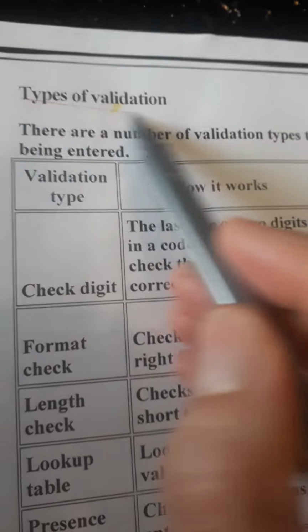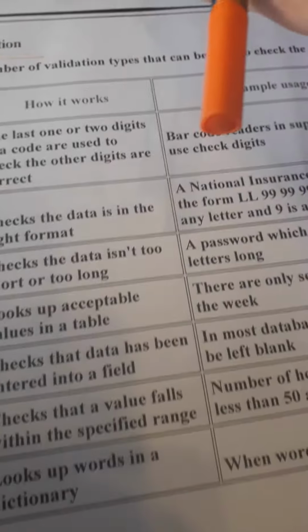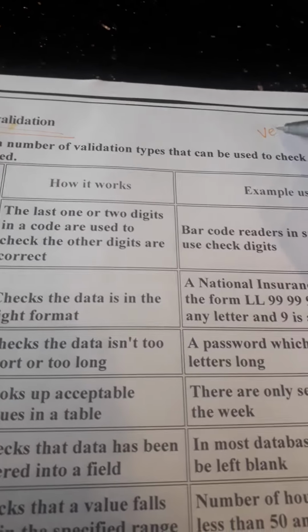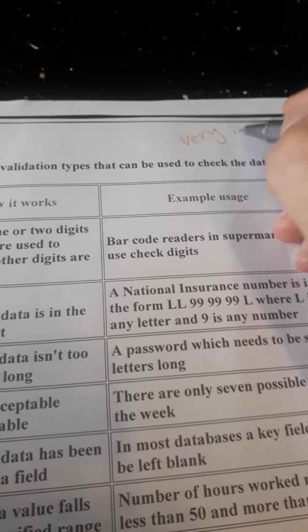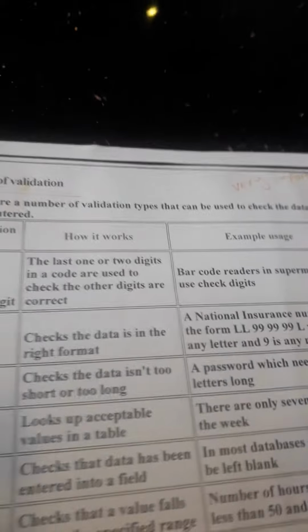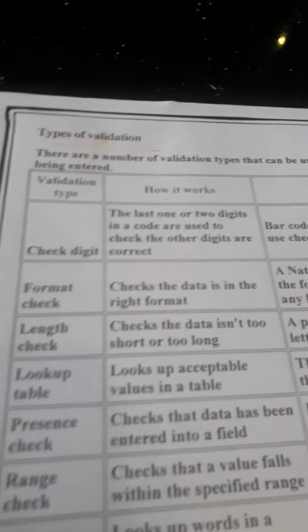The types of validation. You have to highlight it all, the whole page. Very important. Okay? It's very important. Now, let's see the types of validation. The check digit.